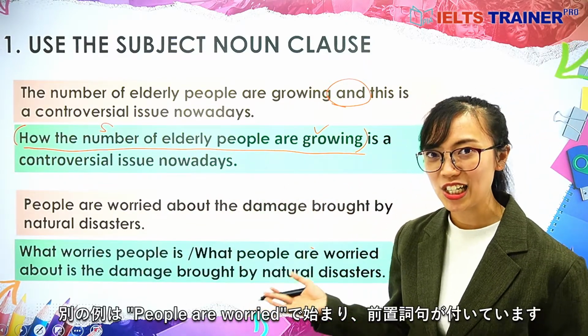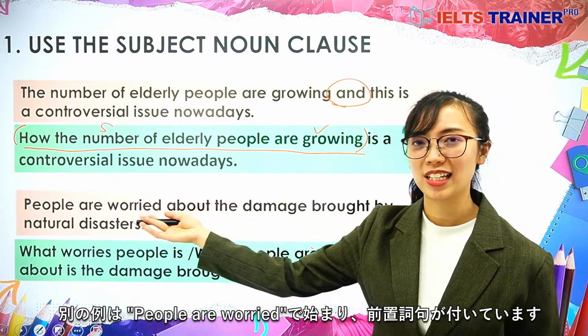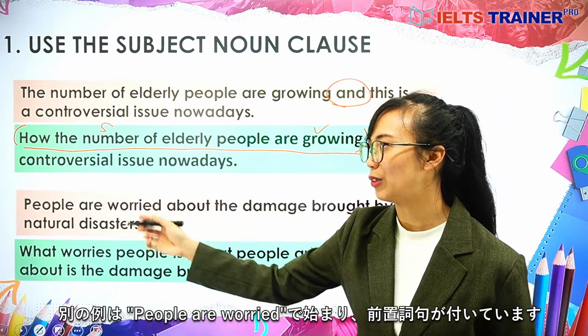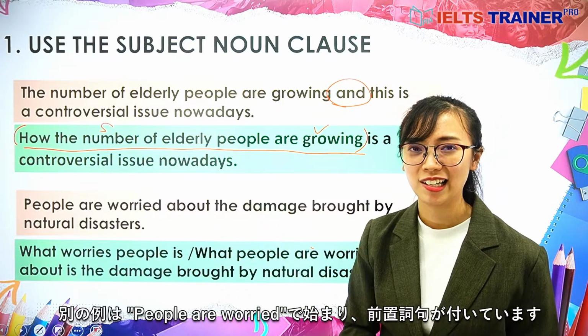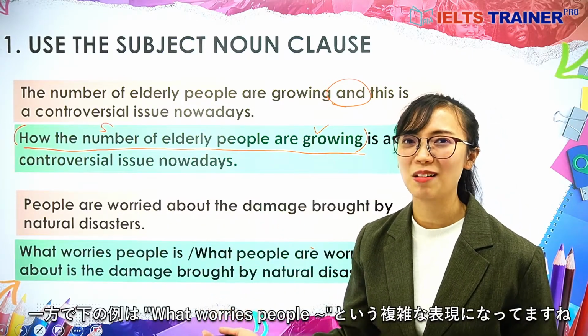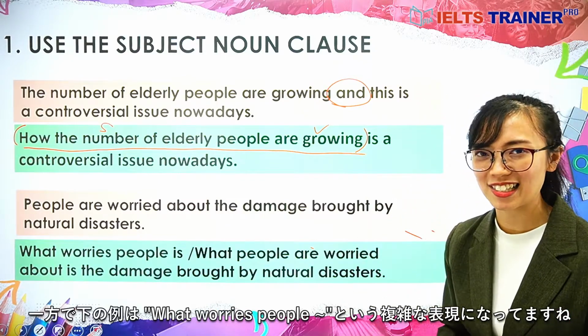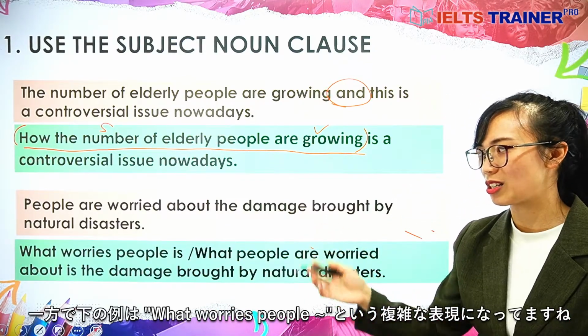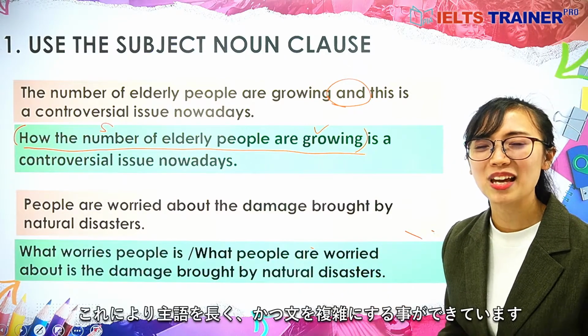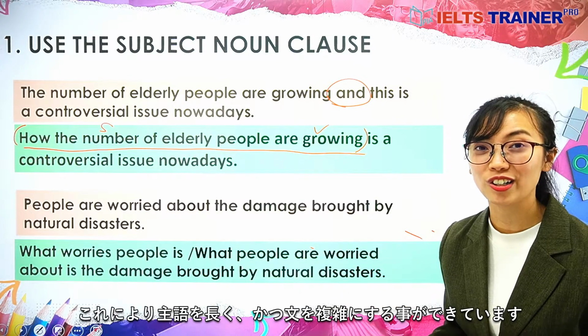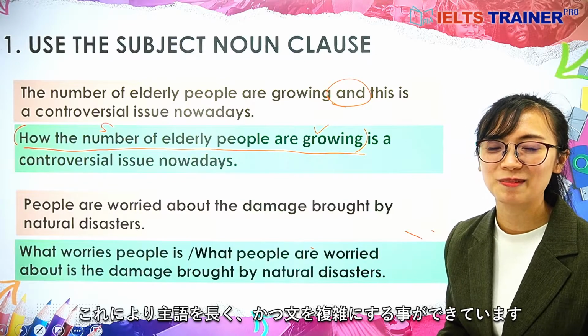The next set shows that it begins with the word people or worried and some prepositional phrases. On the other hand, this sample is a lot more complex with what worries people or what people are worried about. This makes the subject a lot longer and more complex.